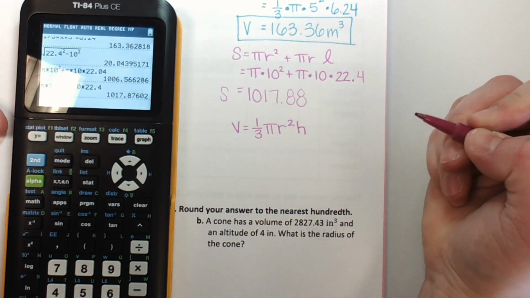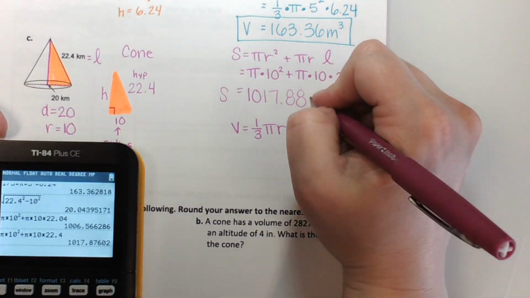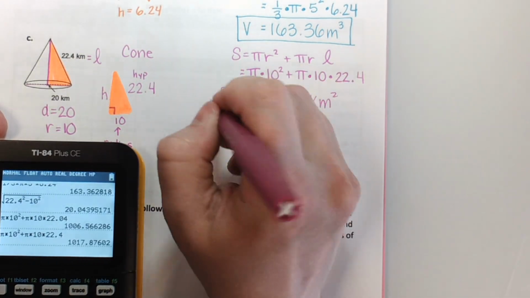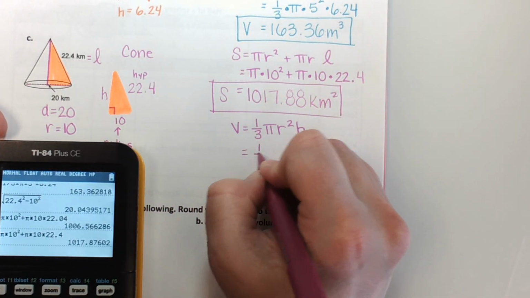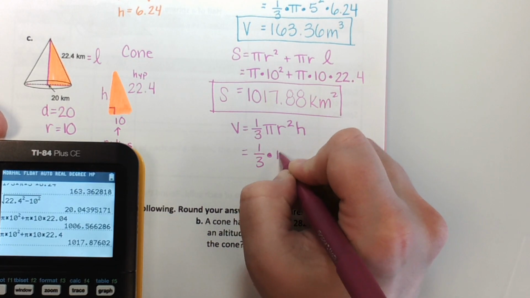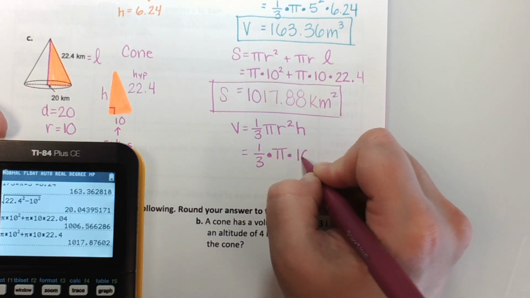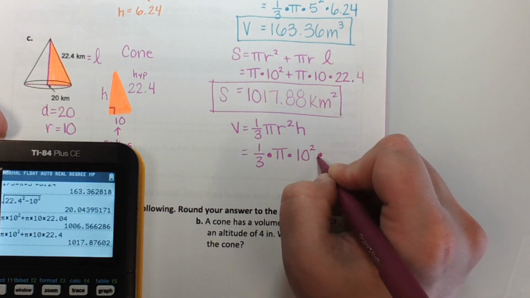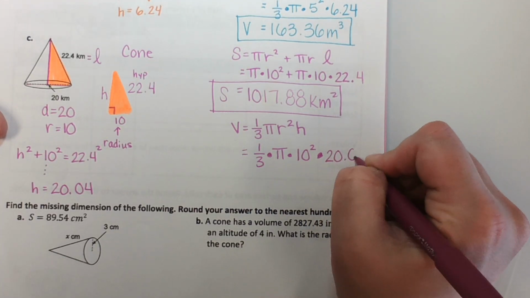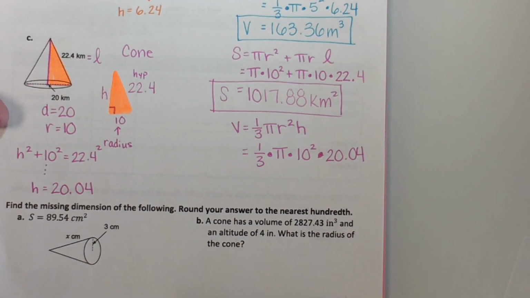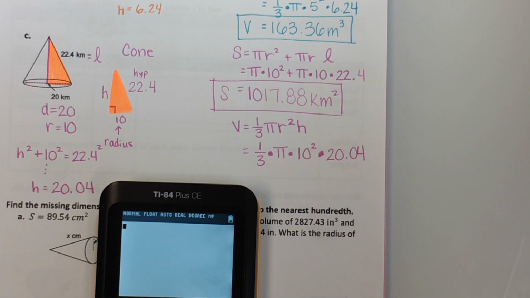1017.88 kilometers squared. Be careful, don't do what I did, as in, write the wrong number in. My true height had a 0 in it, not my slant height. 1/3 times pi times 10 squared times 20.04.